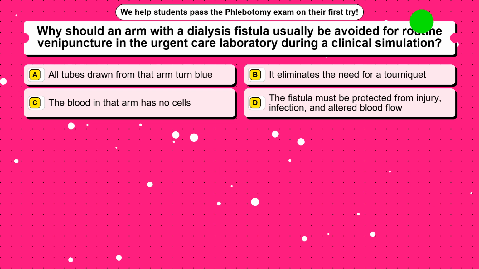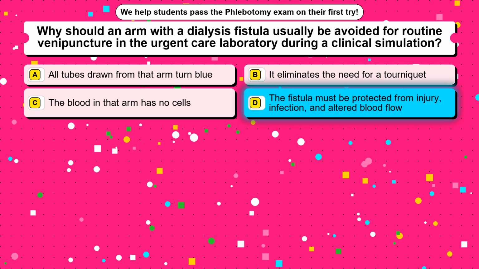Question 36. Why should an arm with a dialysis fistula usually be avoided for routine venipuncture in the urgent care laboratory during a clinical simulation? Option A. All tubes drawn from that arm turn blue. Option B. It eliminates the need for a tourniquet. Option C. The blood in that arm has no cells. Option D. The fistula must be protected from injury, infection, and altered blood flow.